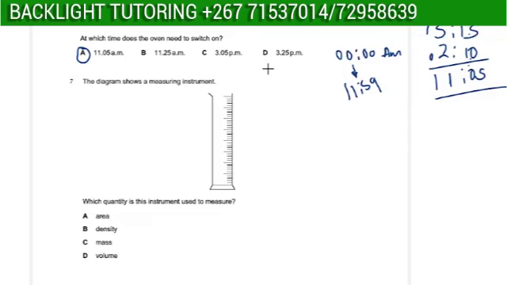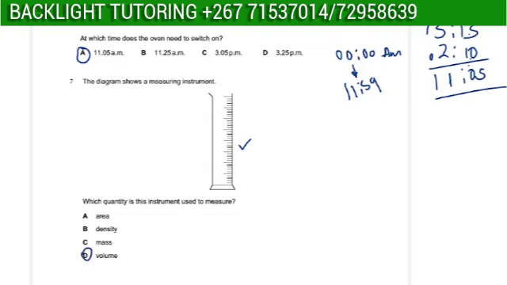So let's go for question 7. Question 7 says the diagram shows a measuring instrument. Which quantity is the instrument used to measure? We know that this is used to measure volume.